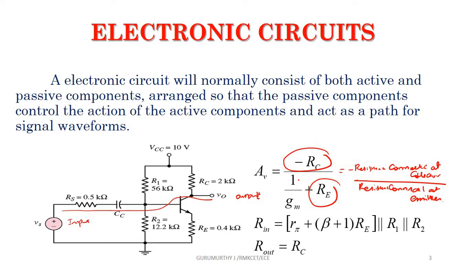So RC by RE will decide the gain of the amplifier, and this 1 by gm will have less influence on the gain. So the approximate gain equation is minus RC by RE. So this is the meaning of electronic circuits.